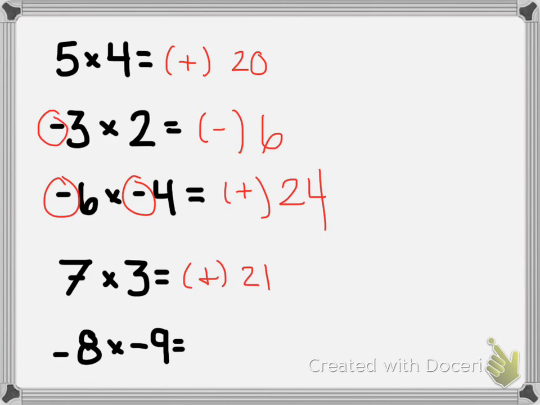Lastly, we have two negatives. What's negative 8 times negative 9? Negative 8 times negative 9 is going to be positive because we have two negatives. When we have an even number of negatives, we have a positive answer. So negative 8 times negative 9 equals a positive 72.